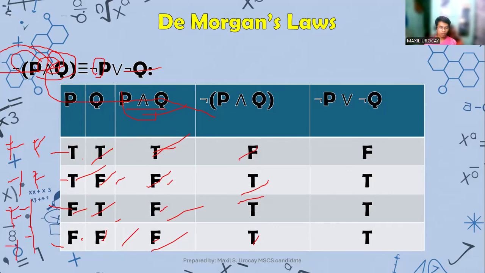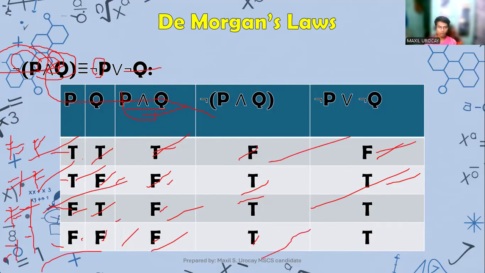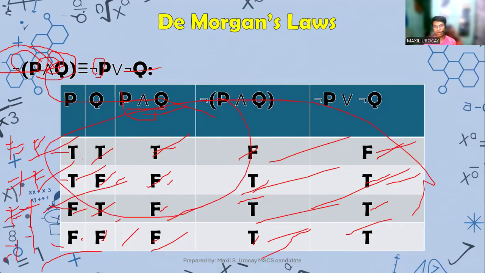So, what is going to happen? False or false is false. True or false becomes true. False or true becomes true. True or true becomes true. So, let's check. False and false, true and true, true and true, true and true, and they are equivalent to each other. So therefore, this is actually De Morgan's law.